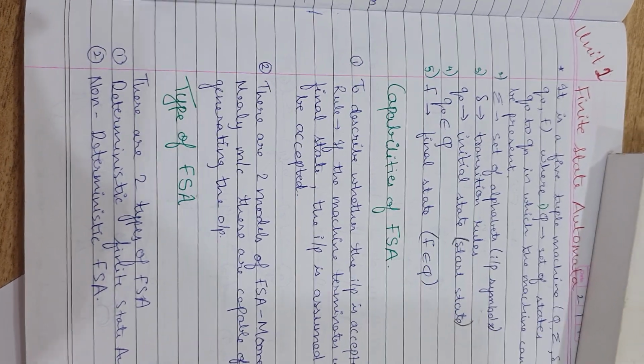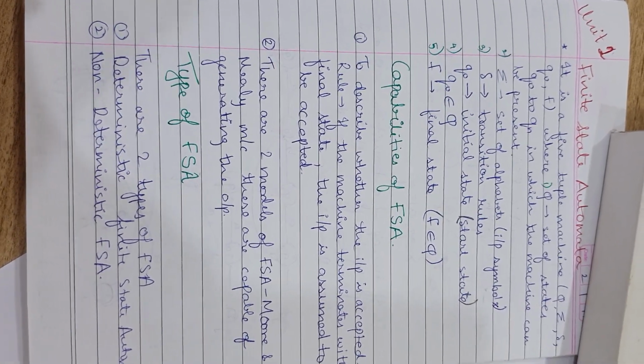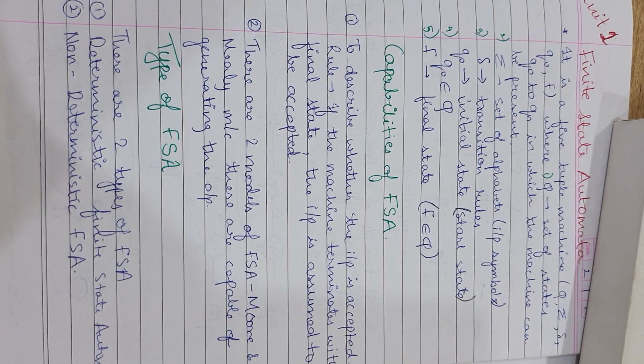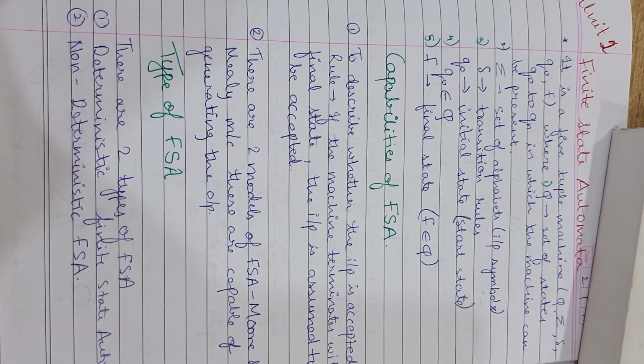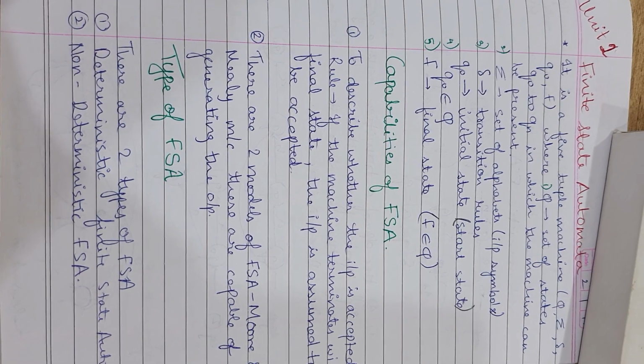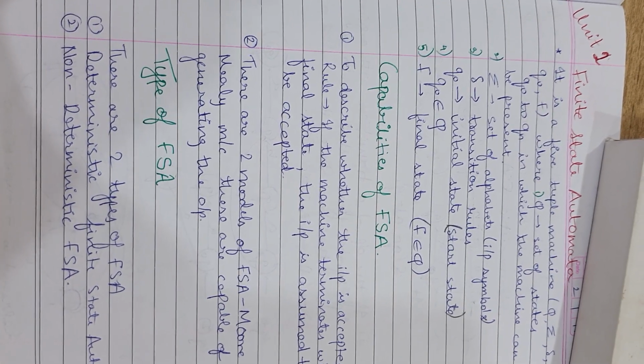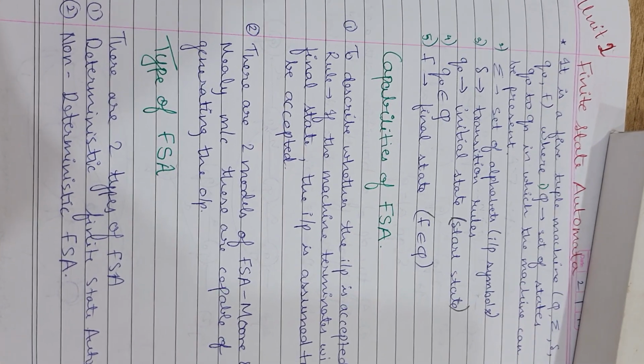So we'll discuss the second unit today. This is based on finite automata. So basically finite automata is a machine which has different states and we can transit from one state to another based on what is the input.